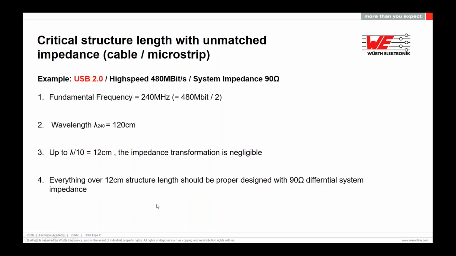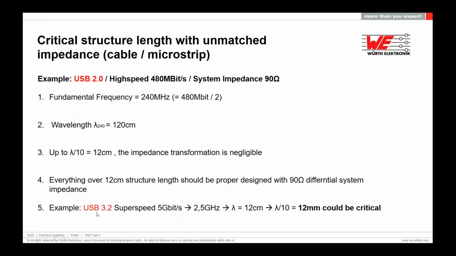Everything over 12 centimeter length could then be a problem. Could be. Must not be. It could be, depending on the environment in your application. But if you take an example, and for our next measurements we did USB 3.0 with Superspeed with 2.5 gigahertz, then we have a critical length of 12 millimeters.